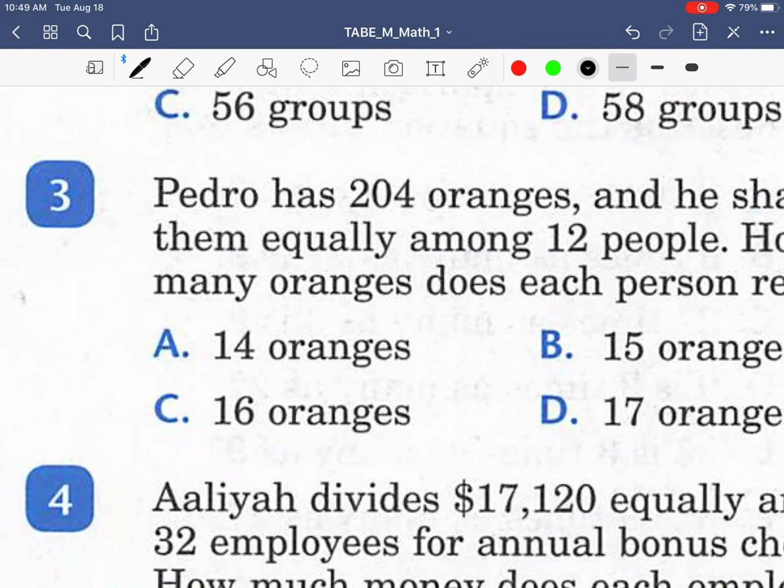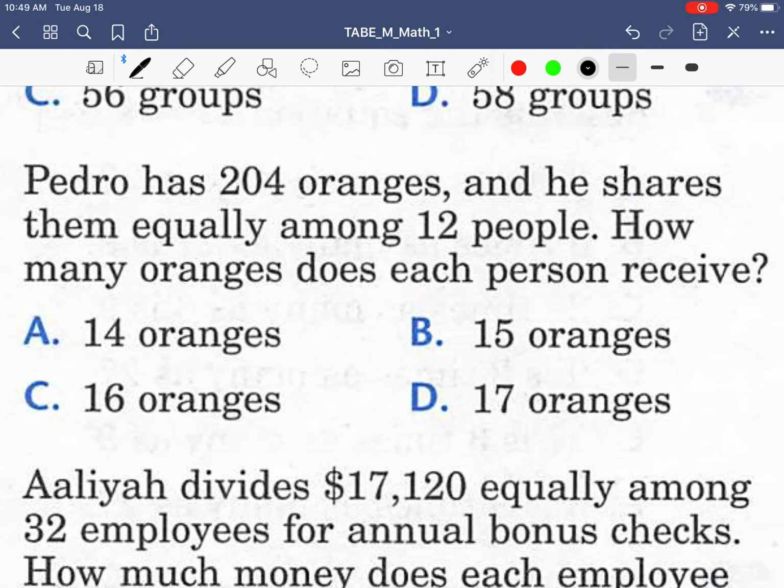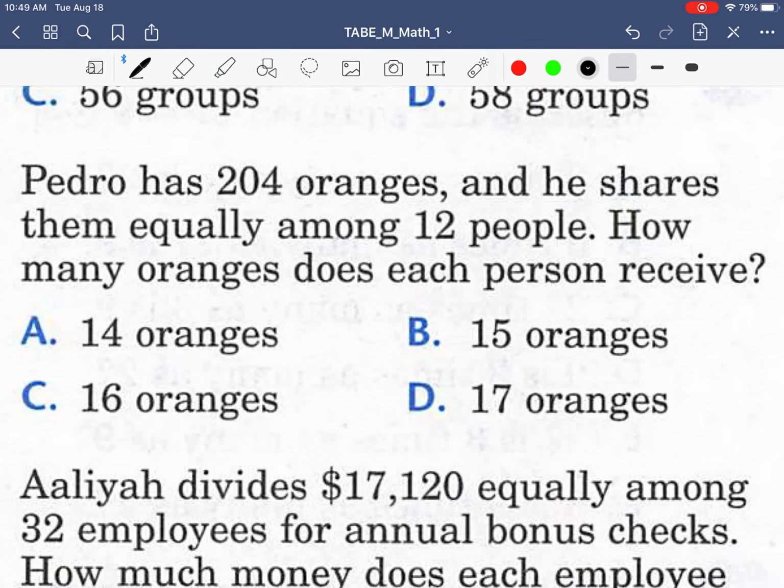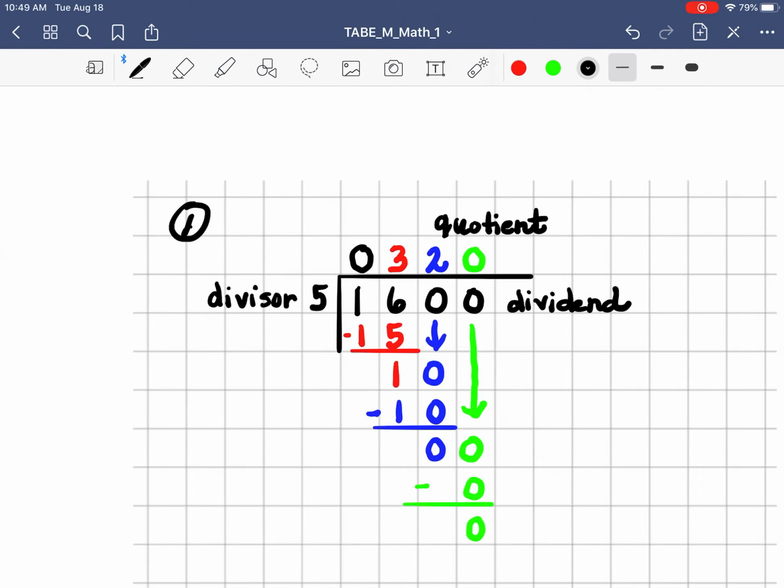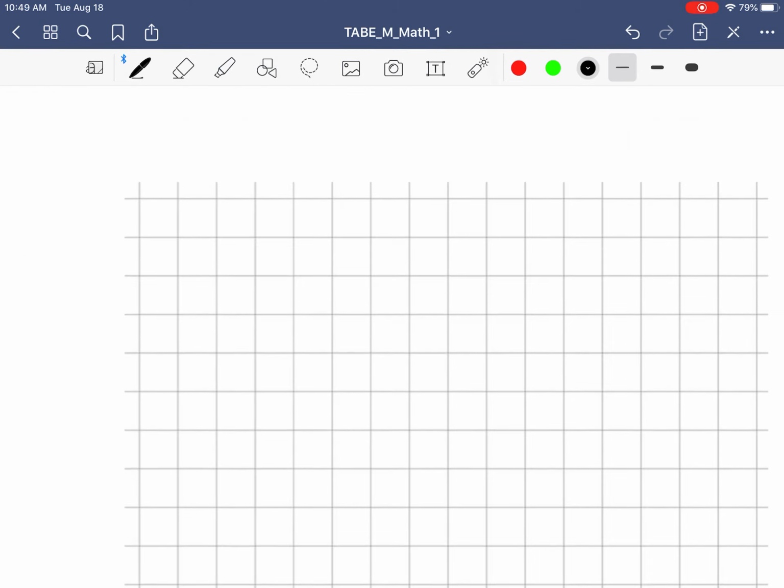All right, number 3. Pedro has 204 oranges and he shares them equally with 12 people. How many oranges does each person receive? Those are all division words. So they want us to divide 204 by 12.